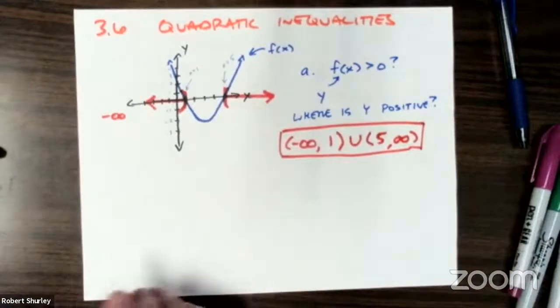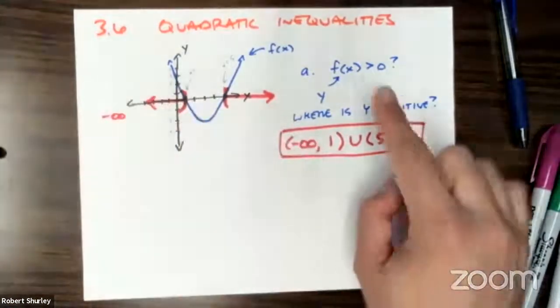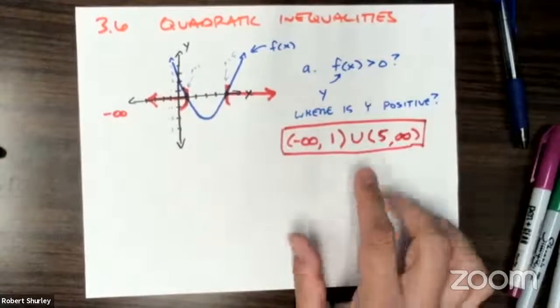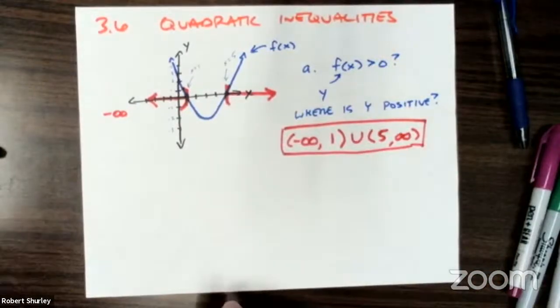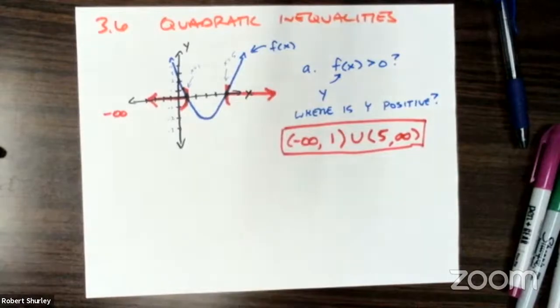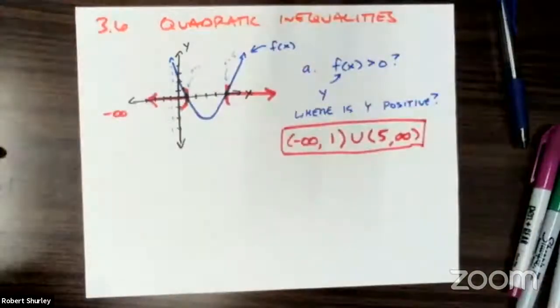Okay, we've got -infinity to 1. We're above the y-axis. That's what this means. And then from 5 to infinity, we're above the y-axis. Kind of cool. I know. You don't have to tell me. Okay? I would say questions, but I don't think anyone's here.